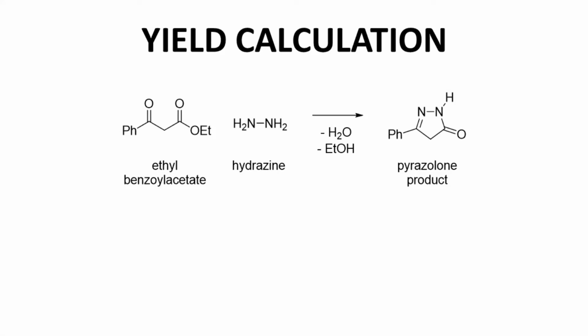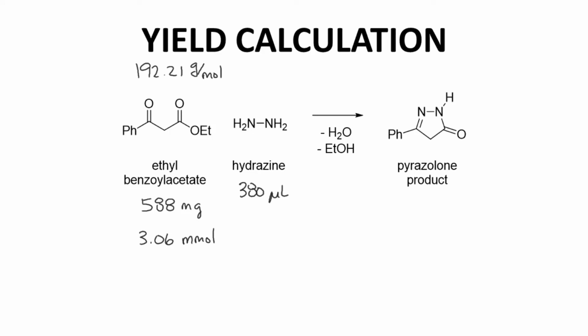Let's finish with a yield calculation. We started this reaction with 588 milligrams of ethyl benzoyl acetate based on a molecular weight of 192.21 grams per mole. We had 3.06 millimoles of our ketoester. The hydrazine will be a bit more work. We used 380 microliters of aqueous hydrazine.